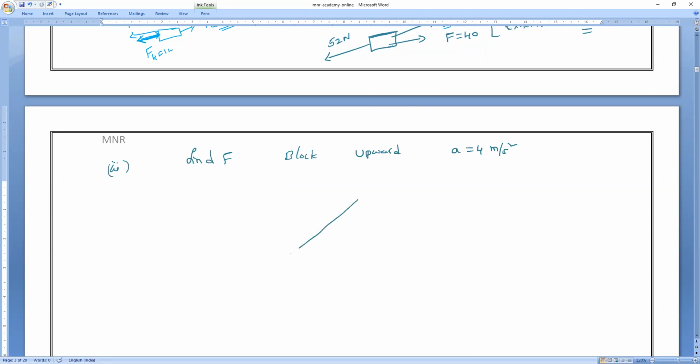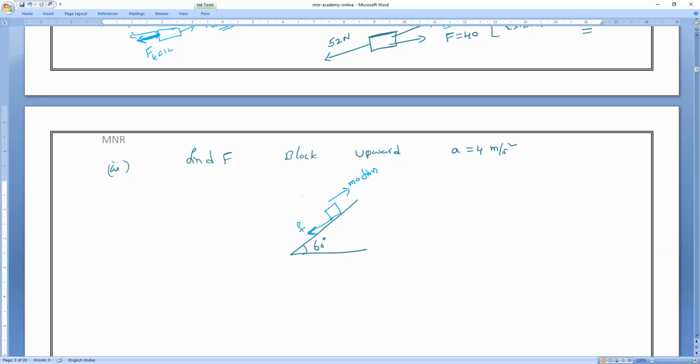Yes, 4. The body is moving in the upward direction, so what about the frictional force? Frictional force is always opposite to the relative motion. Motion is in the upward direction, so the frictional force is acting in what direction, everybody? Downward direction.